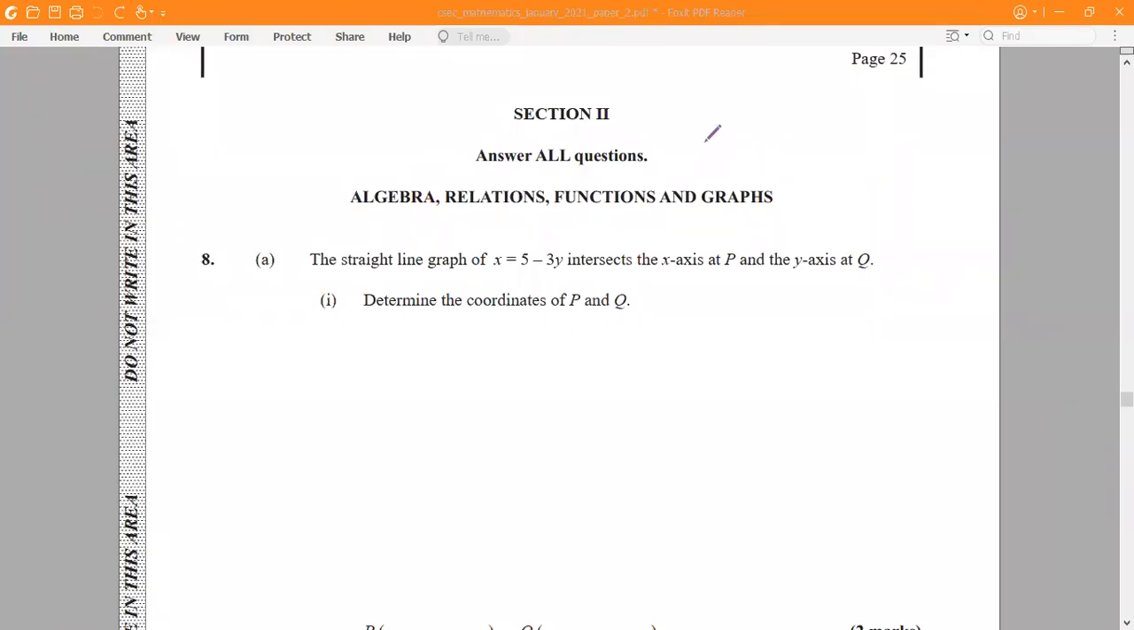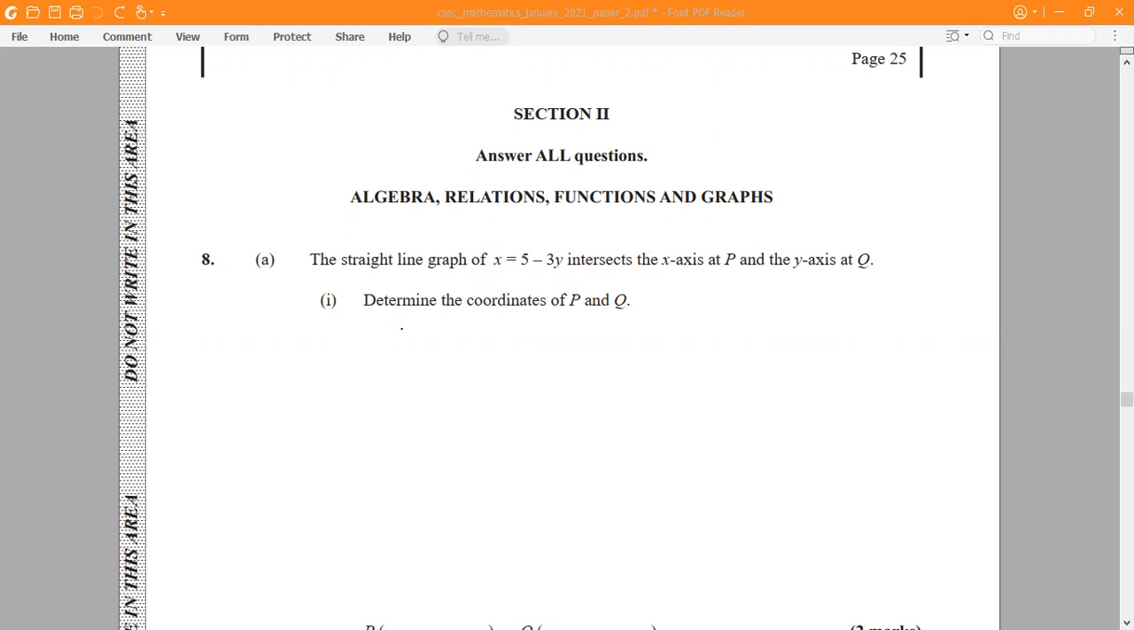Good day, everyone. We are working out January 2021, paper 2, CSEC Mathematics. We are number 8 in section 2. We have a straight line graph, x equals 5 minus 3y, intersecting the x-axis at P and the y-axis at Q. We must determine the coordinates of P and Q.